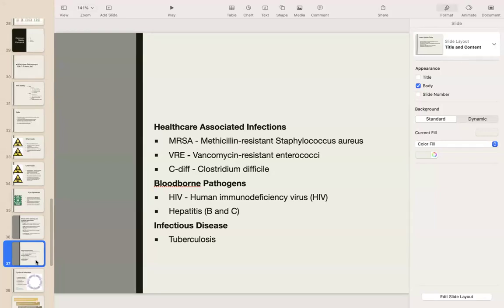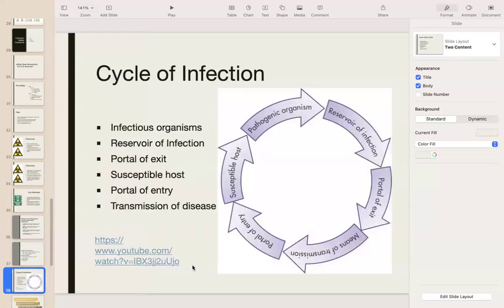Next, bloodborne pathogens are going to be HIV and hepatitis B and C, and then your infectious diseases is going to be tuberculosis. All right. So cycle of infection. We're gonna watch a video about the cycle of infection, but this diagram and these points basically tell us the story of how someone gets infected and how it goes from person to person. So we're gonna watch this video about the cycle of infection.